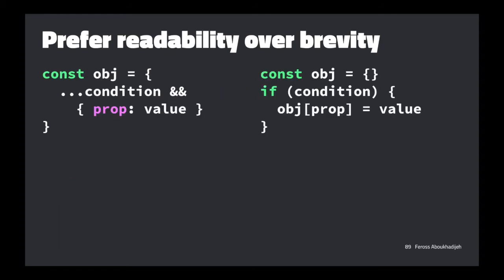So basically, this is the code. This is the left and right. So that's what they wrote. This is what they could have written. So basically, what they should have written is just make an object. If the condition is true, assign value to the property. Instead, they wrote that, which requires understanding a bunch of features and knowing where the parens go and all this kind of stuff. So, you know, I think it's too clever.